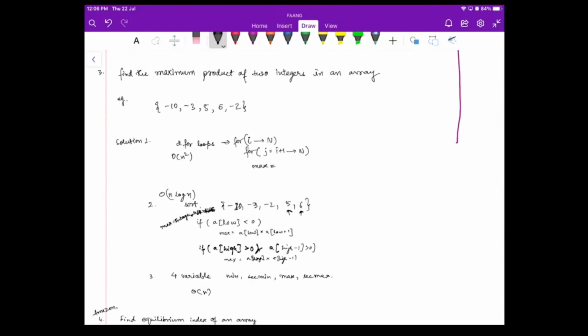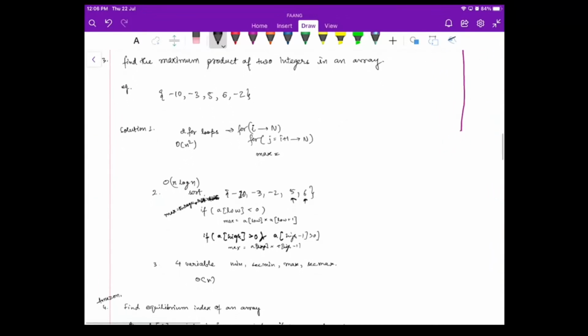Now the third question: find the maximum product of two integers in an array. It is similar to the one we did, which was to select two elements in the array and find the sum, checking if that sum is equal to a particular given sum. But we won't need that much logic here, because for products there is a simple rule.